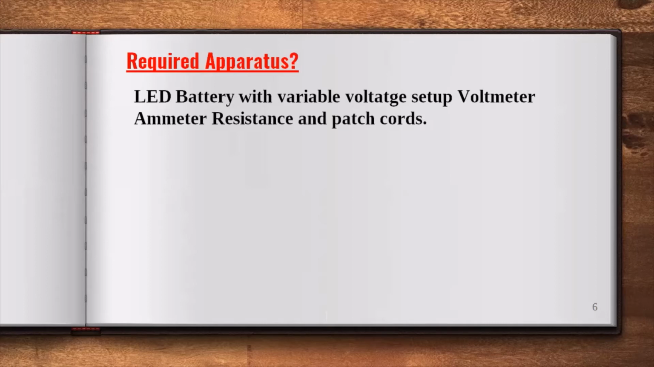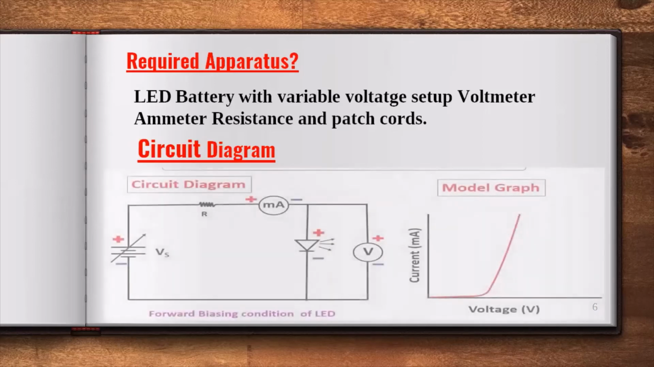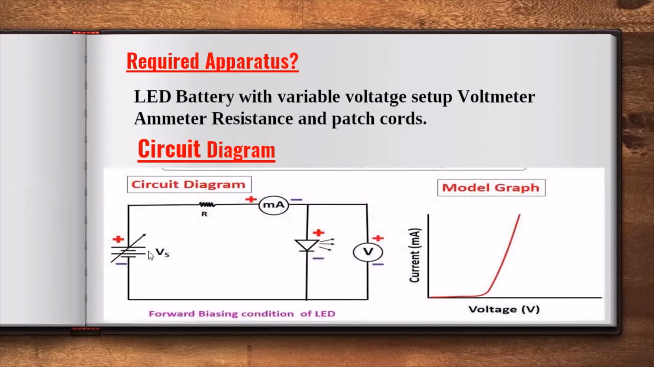Coming to the circuit diagram point of view, this is the circuit diagram of the IV characteristics of LED. This is a variable voltage, this is a resistor, this is the ammeter, this is the LED, and this is the voltmeter. Here, the voltmeter is connected parallel to the LED, and it is connected in series with the ammeter. So this is a model graph.